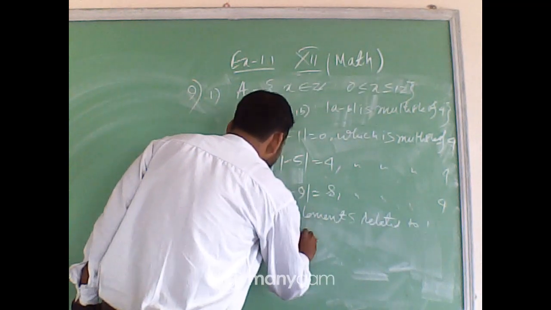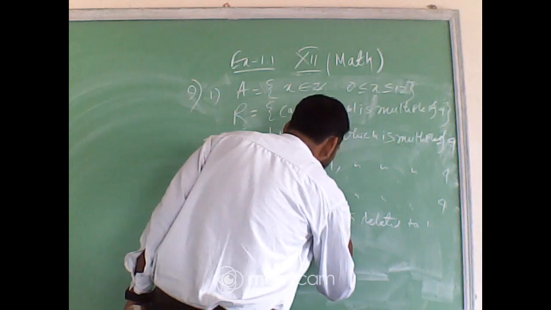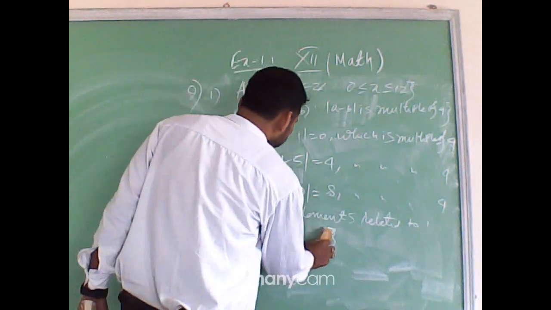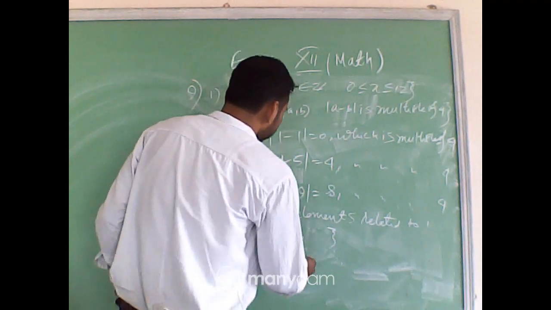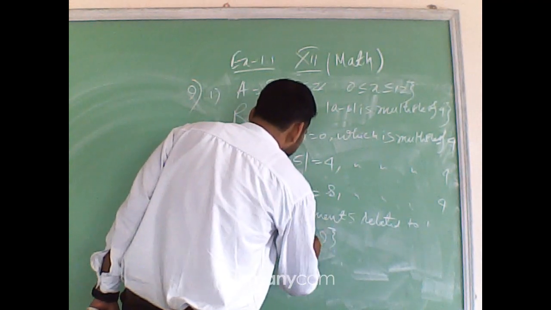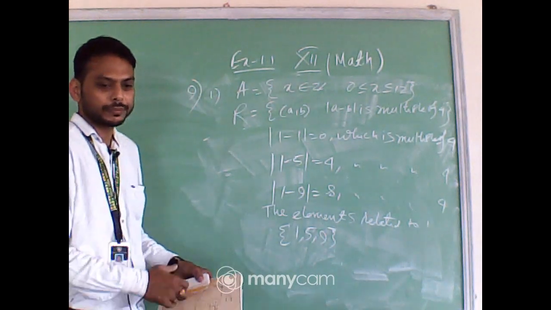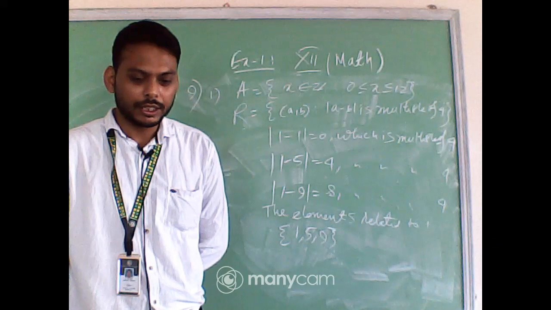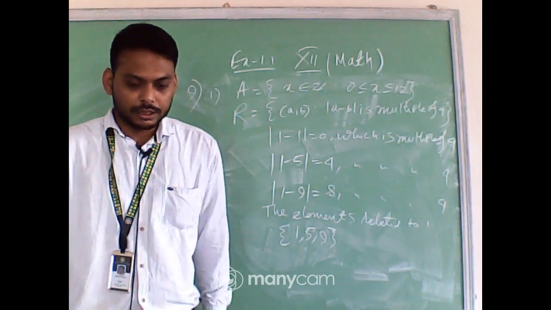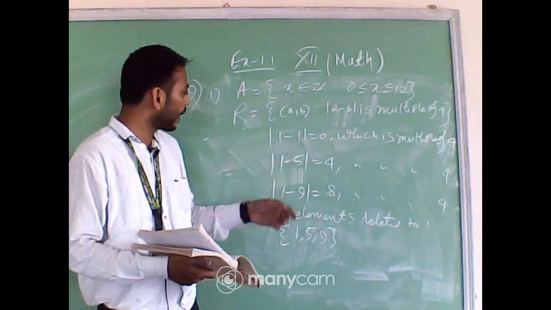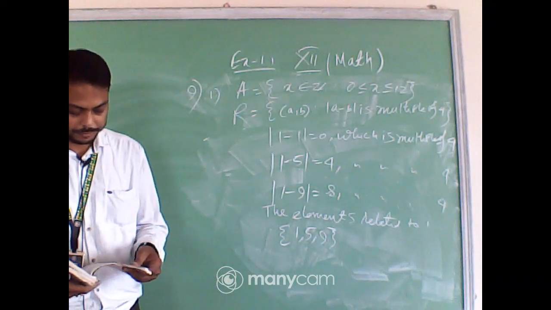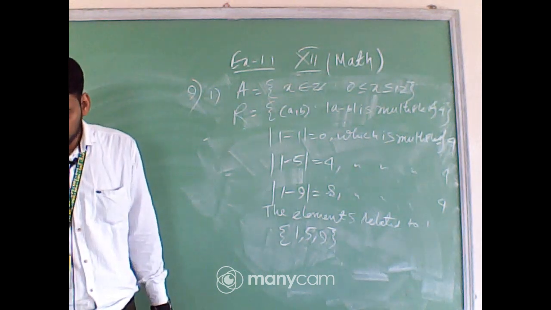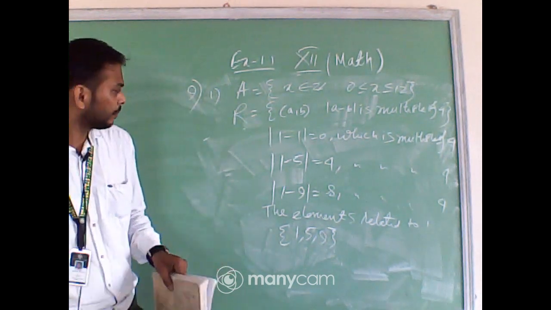That is the set containing the elements 1, 5 and 9. 1, 5 and 9, isn't it? Is it all right? Respond to me during the class. The elements 1, 5 and 9 are related to 1. Is it done? Okay. So move on to the second question of 9.